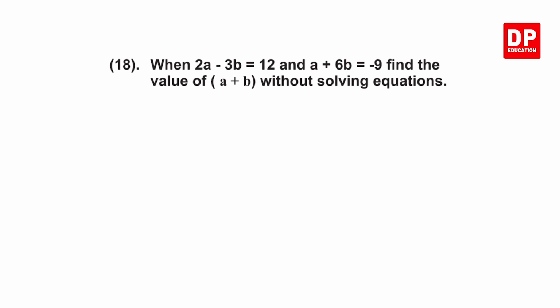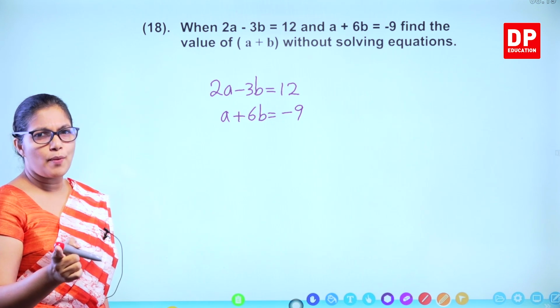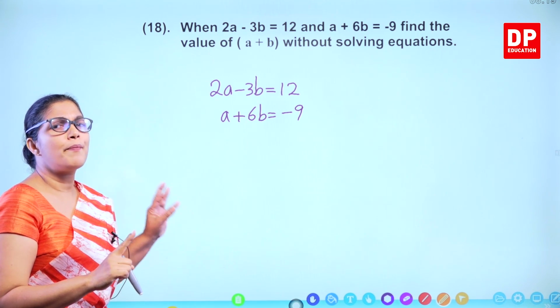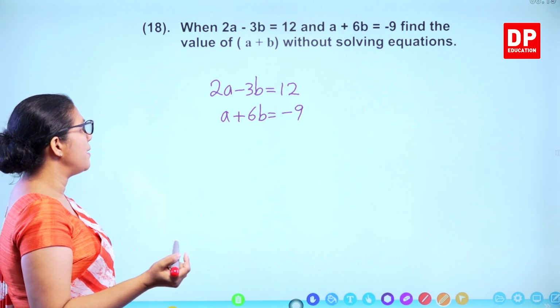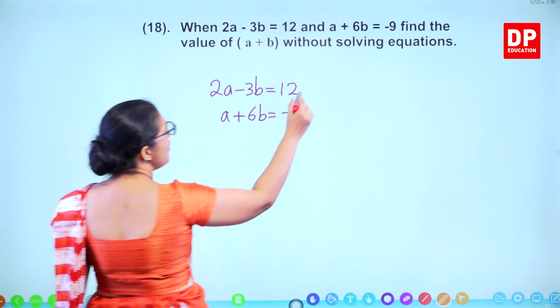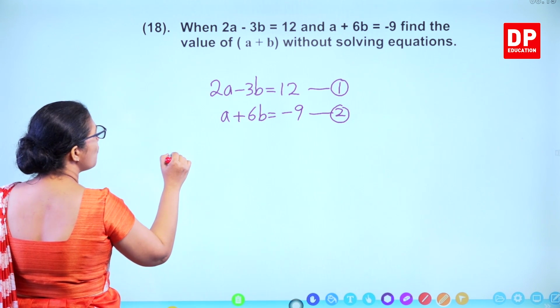Question number 18. When 2a minus 3b equals 12 and a plus 6b equals minus 9, find the value of a plus b without solving the equations. So you don't need to find out separately the value of a and value of b. So just think about it. When you add these two equations, what happens? 1 plus 2.